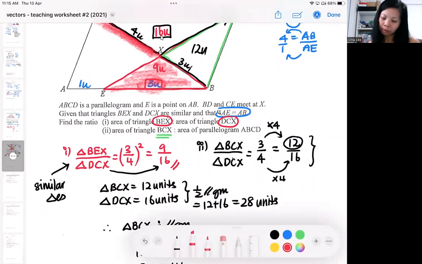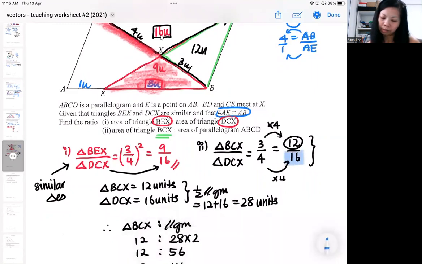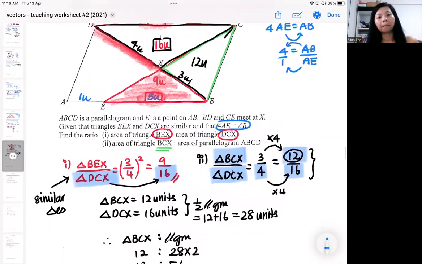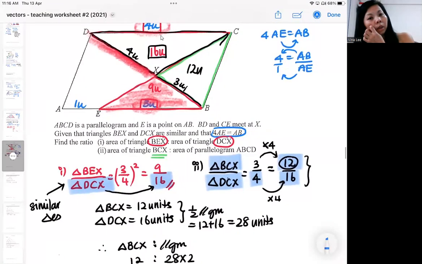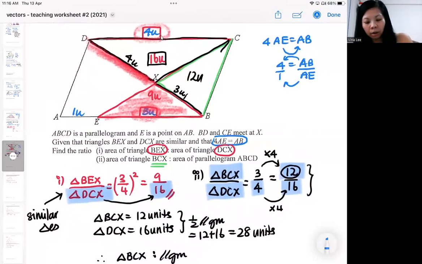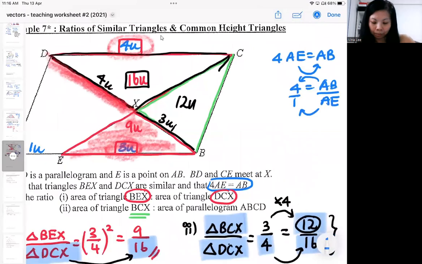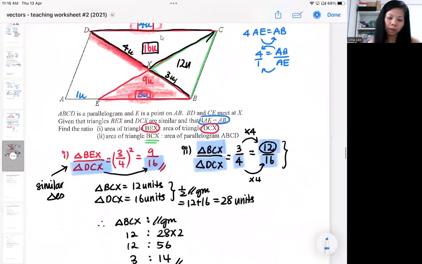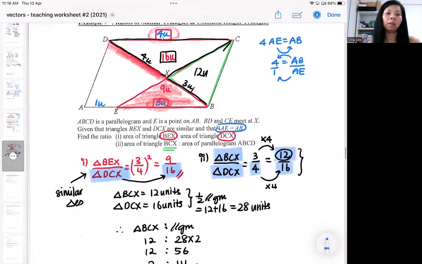Some of you may be asking why I must make it a 16 here. Because this is already a 16 here. If I multiply by 4 to make it into 16, then I can tell the area of BCX. I make it into the same unit so that I can tell that the area is 12 units versus 16 units for these two triangles. This one, you may need to digest a bit before you can see the common height and the similar triangle.